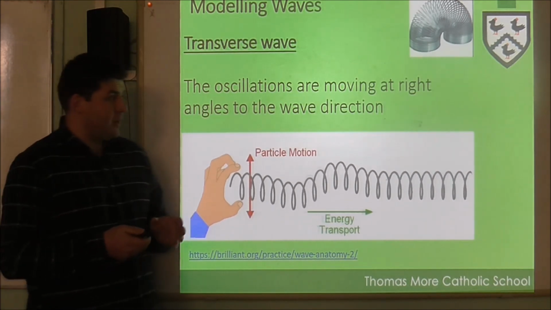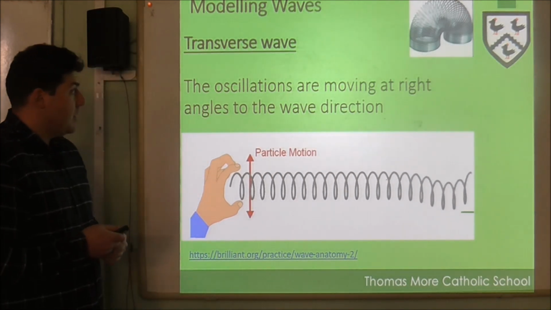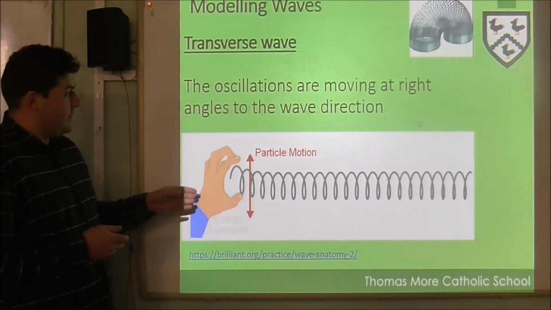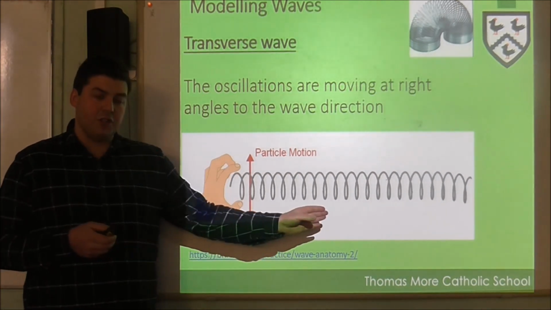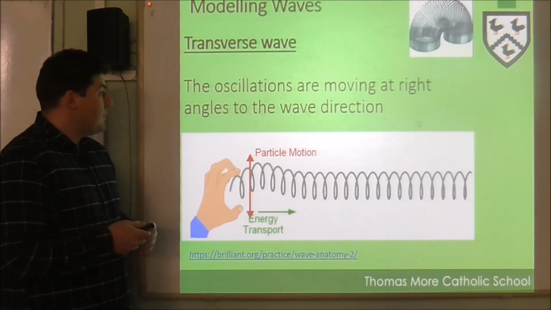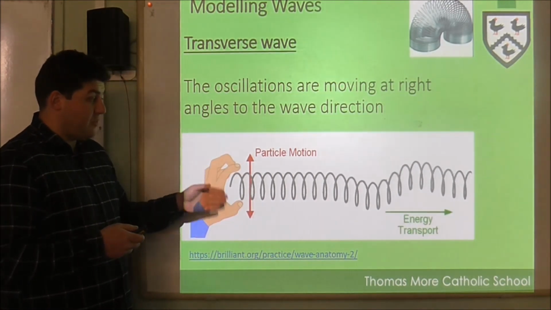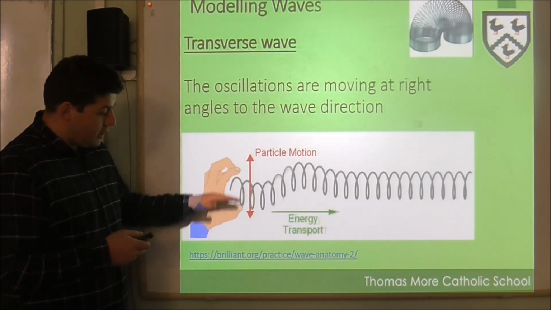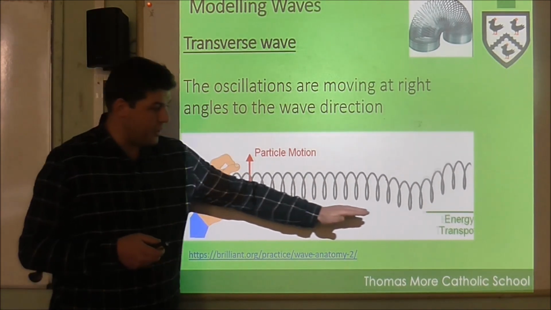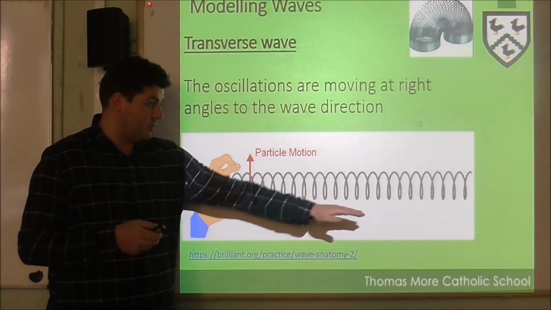In a transverse wave, we have a slightly different scenario. Here you can see that the oscillations are moving at right angles to the direction of the wave. So what that means is the wave is effectively moving up and down, or the particles are moving up and down, even though the energy is being transferred across here to the right.